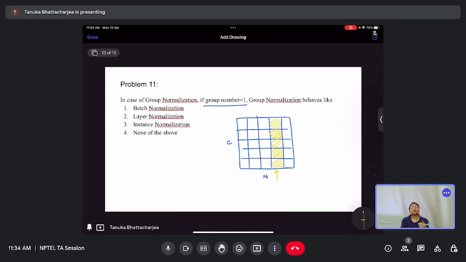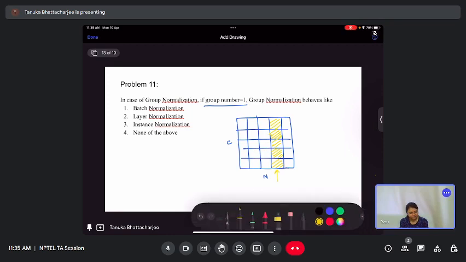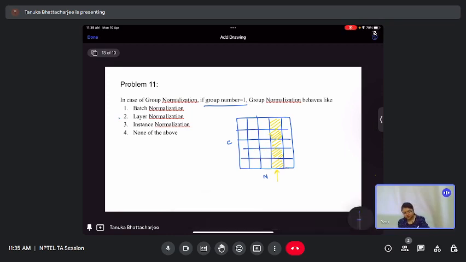So that is what basically is layer normalization. So if group number is equal to 1, group normalization behaves like layer normalization. So the correct option is layer normalization.